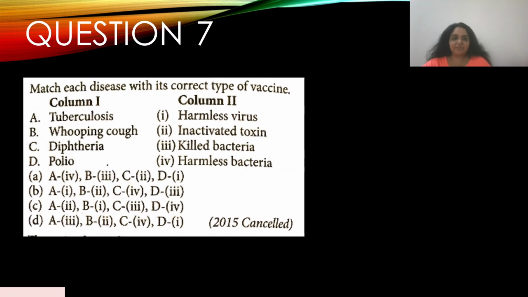So question number 7. Match each disease with its correct type of vaccine. And this appeared in 2015. It's a cancelled exam. So tuberculosis, whooping cough, diphtheria, and polio. Diphtheria is actually an inactivated toxin. It's a type of vaccine which contains an inactivated toxin. Polio is a harmless virus.